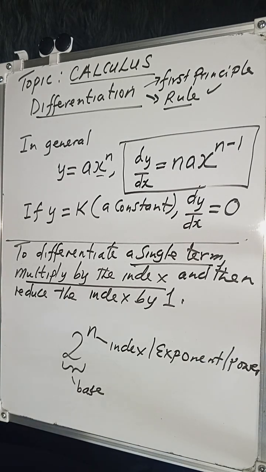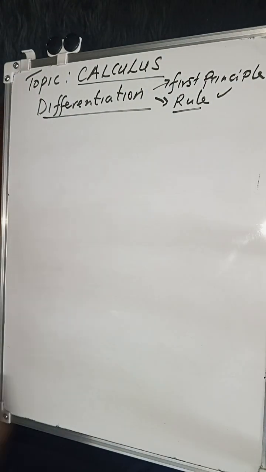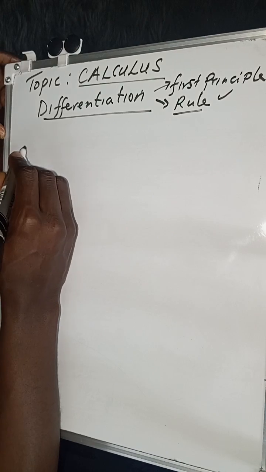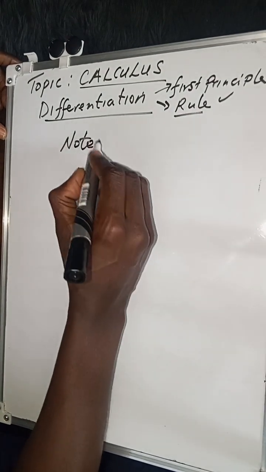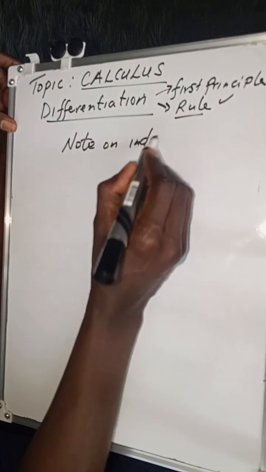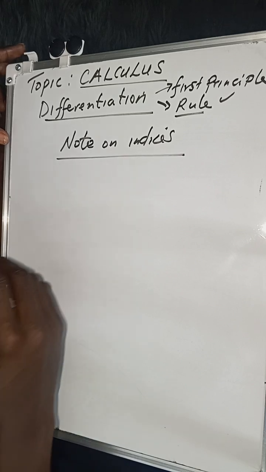Now let me just give you a few rules that you need to use, especially since we are going to be dealing with negative indices. So a few rules that you need to remember, because we are going to be dealing also with negative index. Remember, let me say notes on indices that you need to remember. So what are some few notes on indices?